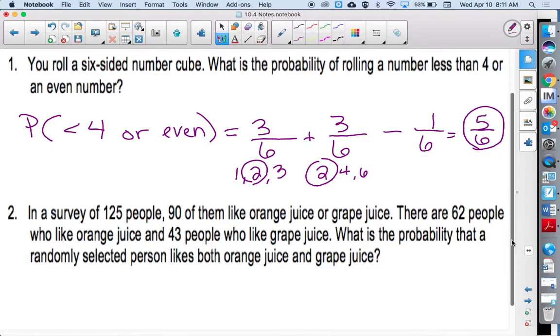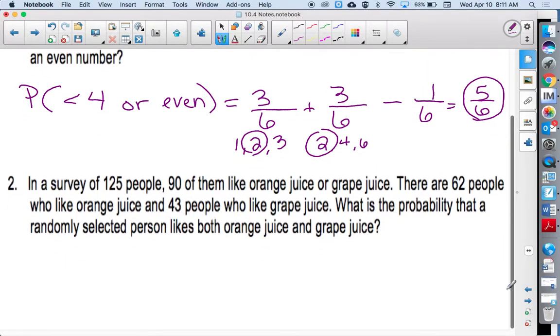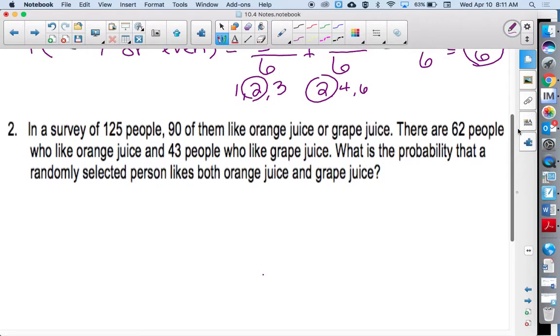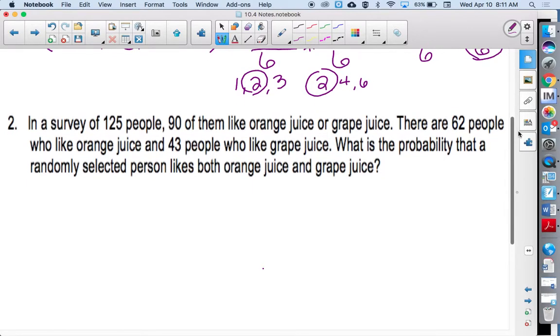So those are considered events that are overlapping. They have something in common because they both share the number 2. 2 is even and it's also less than 4, so it has that both occurrence. Number 2, we have a survey of 125 people. 90 of them like orange juice or grape juice. 62 people like orange juice, 43 people like grape juice. Find the probability that they like both.